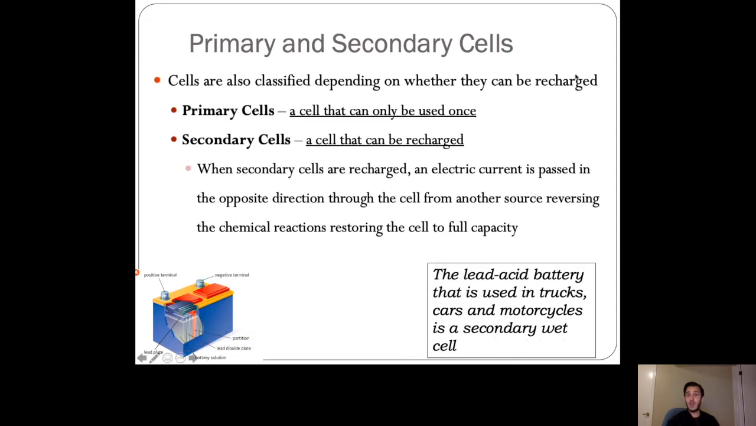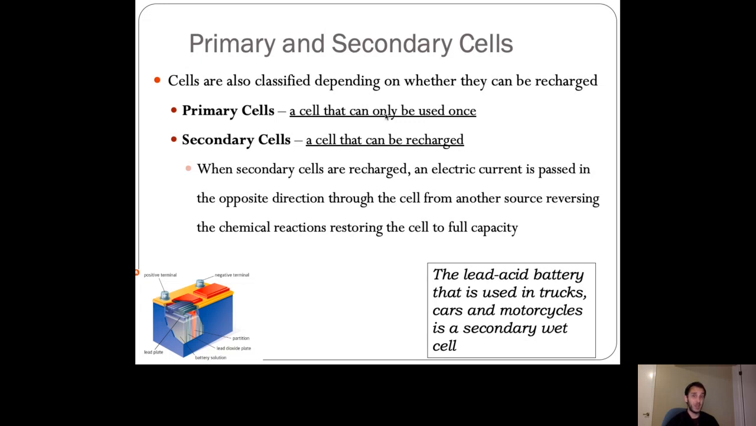Cells are also classified depending on whether they can be recharged. So primary cells can only be used once. For example, your typical battery: you use it, it gets used up, and then you dispose of it responsibly. That does not mean you throw it in the garbage. That means you take it to a Best Buy or a Staples Business Depot, and they have proper battery disposal areas. I think even the city dump has an appropriate place for you to drop off used batteries.